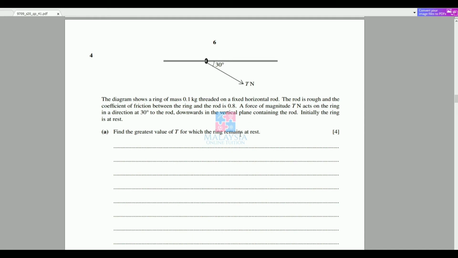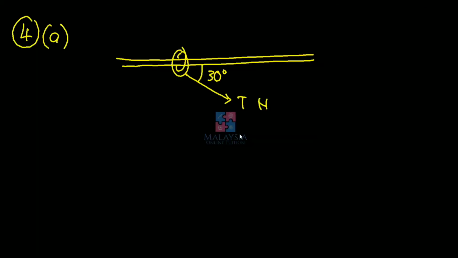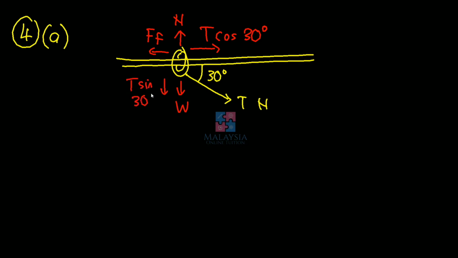So for the ring to remain at rest, your acceleration will be equal to 0. Before we can start this question, it's better if we list down all of the forces that we have. The x component of the T Newton here will be T cos 30 degrees. Acting upwards, you will have the normal force, or the reaction force. Going down, you will have the weight of the ring. And to the left, or to the back, you will have frictional force. And don't forget the y component of your T Newton here. That will be acting downwards, which is T sine 30 degrees.